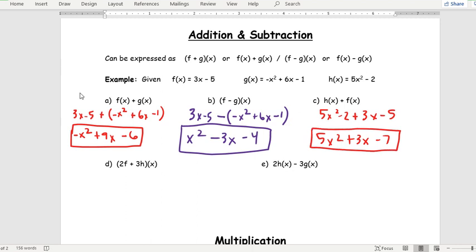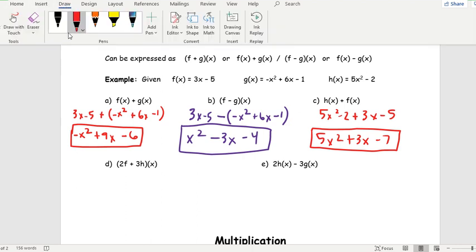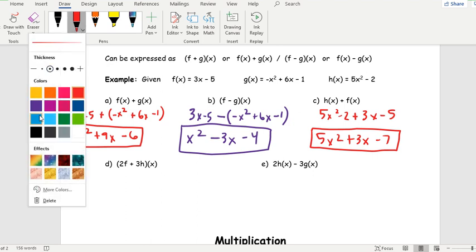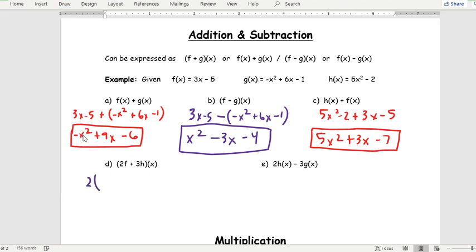All right. So examples D and E, we are just multiplying each function by a certain constant. We'll get to multiplying function by function in the next part. So let's see what we got on D. 2 times f, so I'm going to write a 2 with parentheses and multiply that by the entire f function. 2 times 3x minus 5 plus 3 times our h function, which is 5x squared minus 2.